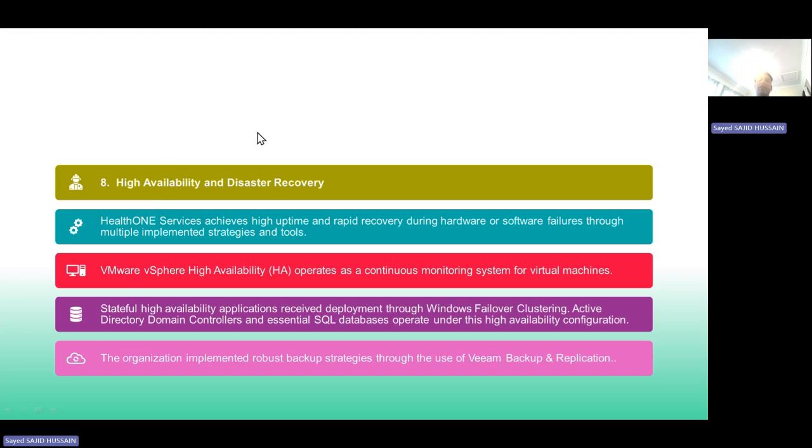Then we got to high availability and disaster recovery. For that, Health One Services achieves high uptime and rapid recovery during hardware or software failures. They implement multiple strategies and tools, like Hyper-V high availability, which operates like a continuous monitoring system for virtual machines. Stateful high availability applications are deployed through Windows failover clustering, and Active Directory domain controllers and essential SQL databases operate under the high availability configuration.